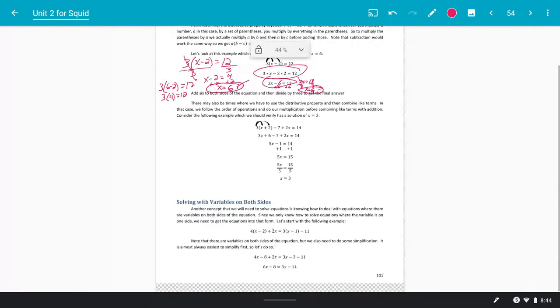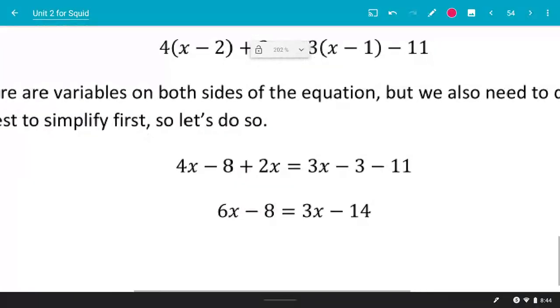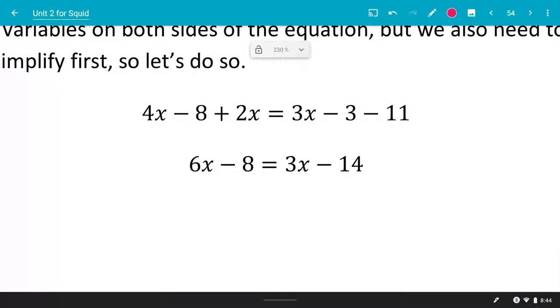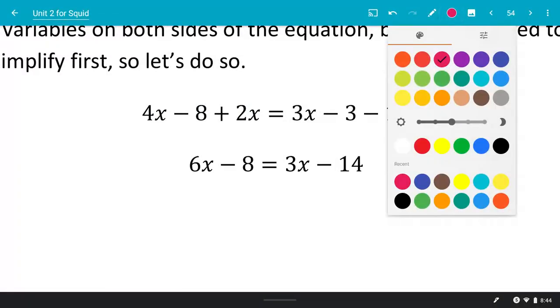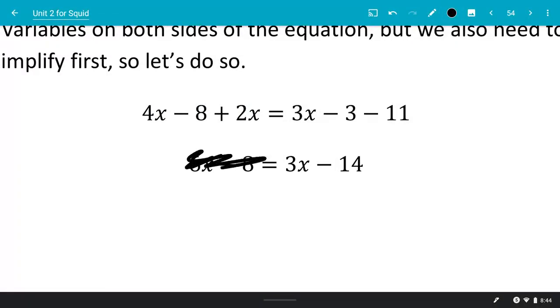All right. What if we have variables on both sides? I want to jump all the way down here. Because this is important to me, not to you. What if we have variables on both sides? Well, there's two things we need to do.